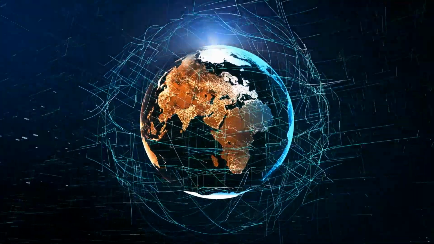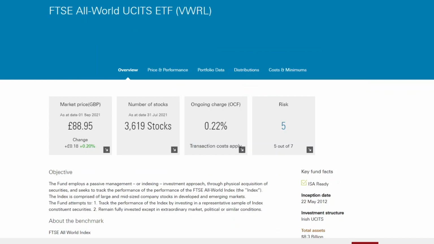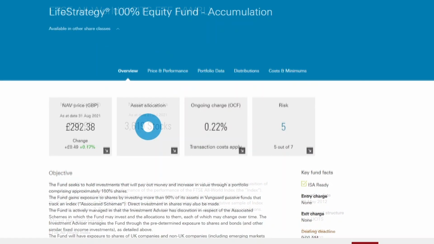7,000 stocks is massive, and the fact that it also includes small-sized companies adds another layer of diversification that some other funds miss out on. There are other all-in-one global funds on the platform, such as the FTSE All World ETF, VWRL, or the Life Strategy 100 fund. However, in our opinion, the FTSE Global All Cap Index Fund just about beats these, as it's more diversified and makes a more complete global portfolio.